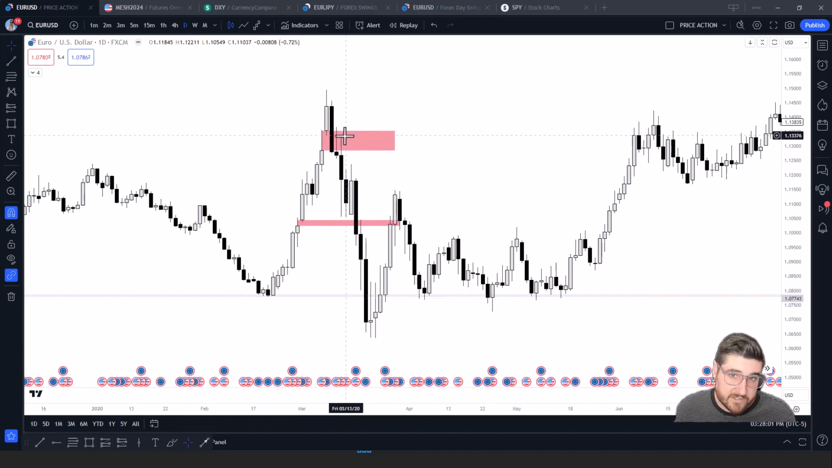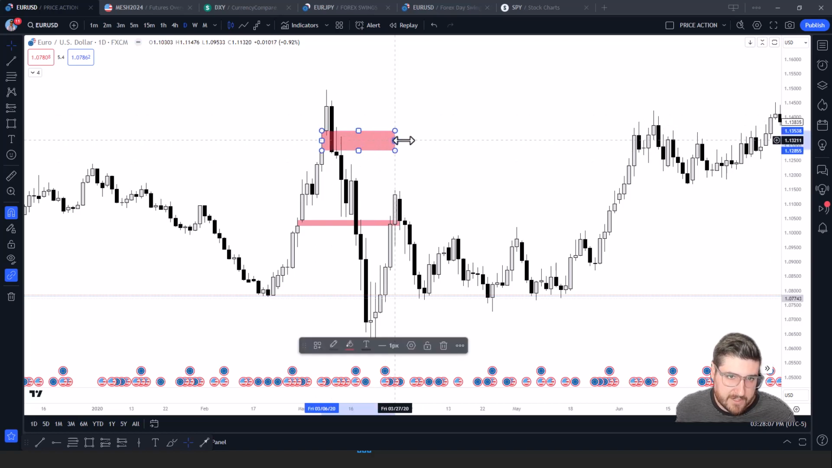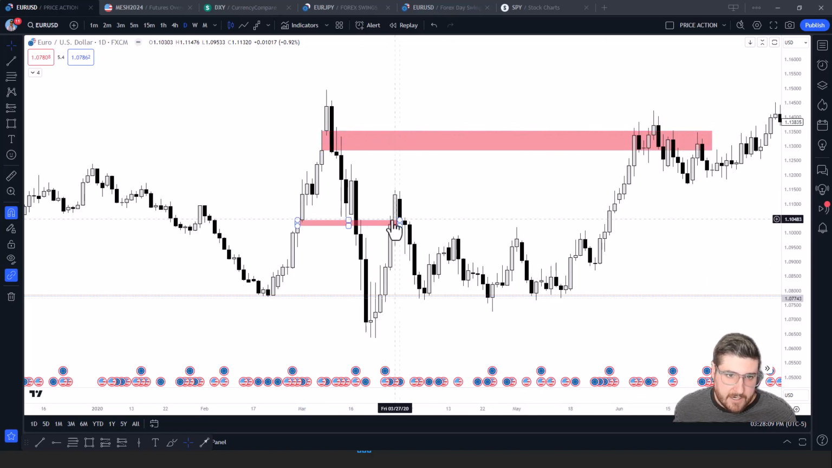And if the wicks do not touch, it's even stronger, right? But if the wicks overlap, that's fine. I go body to body. And for this, I would want price to support here if we're going to continue that uptrend.